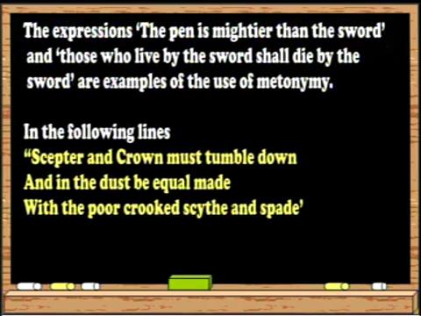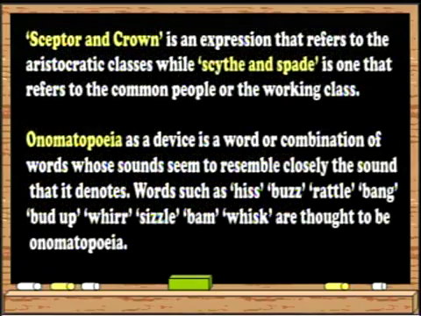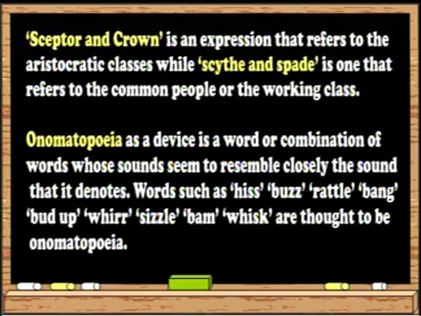In the following lines, "scepter and crown must tumble down, and in the dust be equal made with the poor crooked scythe and spade," scepter and crown is an expression that refers to the aristocratic classes, while scythe and spade is one that refers to the common people or the working class.